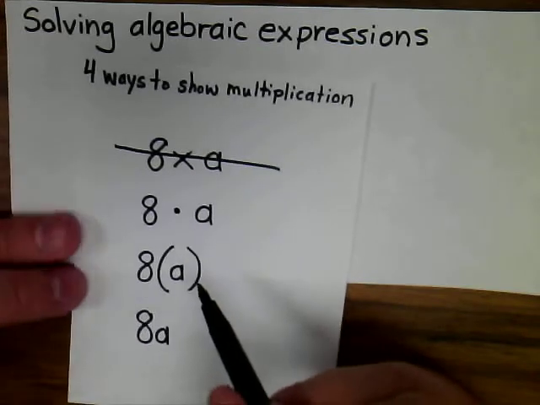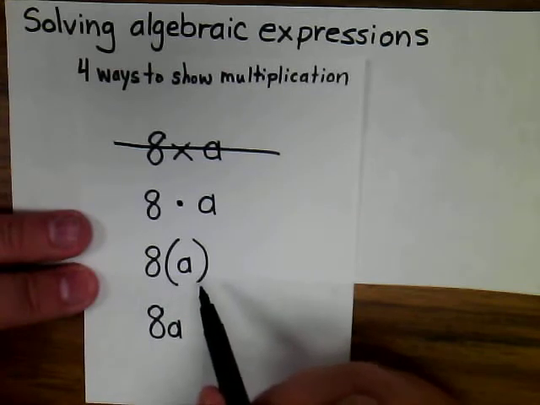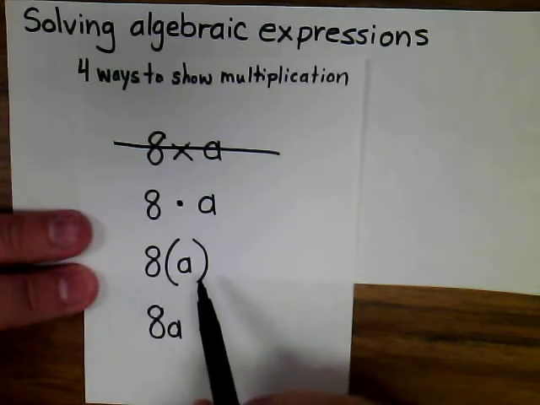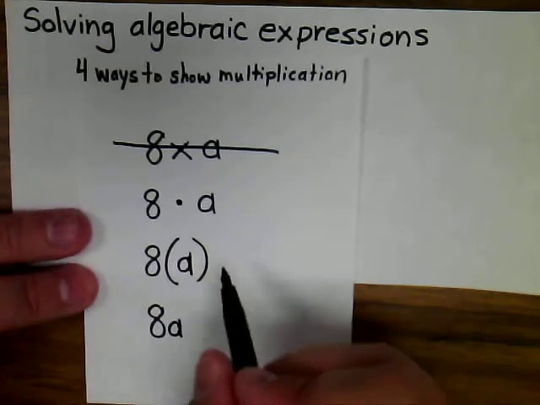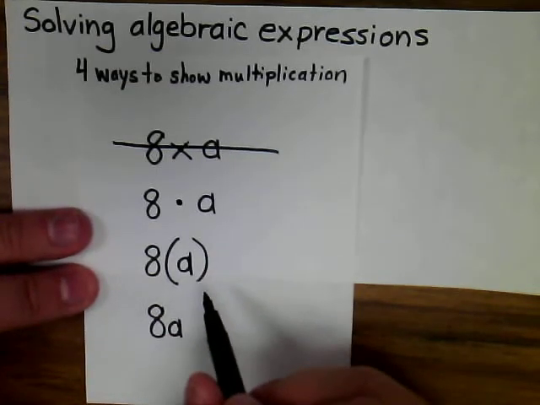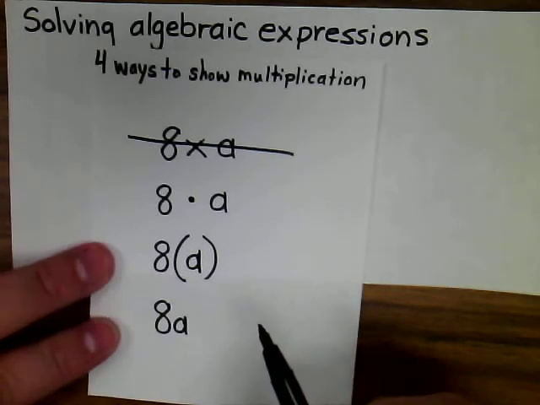Another way, as you've learned before when solving order of operation questions, is you can use parentheses to show multiplication. This would also show 8 times a. Now, the problem with that is it's a lot of work to put those parentheses, and many students confuse the order of operations when parentheses exist in a problem.